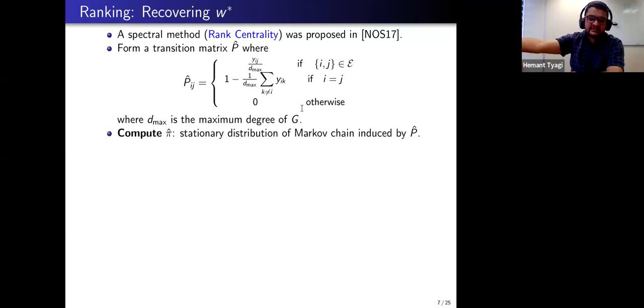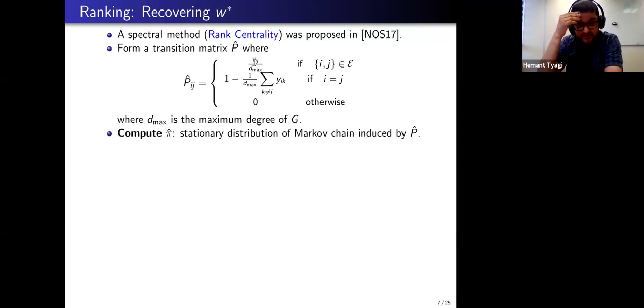So P hat is actually just a transition matrix for a Markov chain. I mean, that's clear because D max is the maximum degree of the graph, right? So each entry P hat ij for ij belonging to the edge set is between 0 and 1. And the sum of the entries in a row is 1. So it's row stochastic. Okay, so it's a transition matrix for a Markov chain. But why do we do this? I mean, what is the point of making this Markov chain?